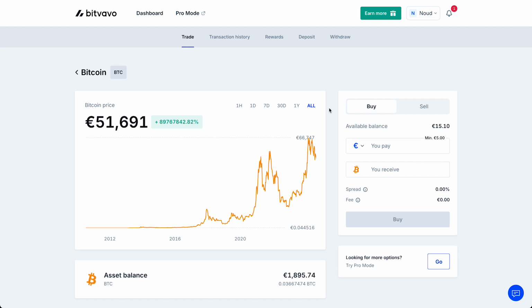This sounds maybe a bit too advanced, but it is actually very easy. And by the way, it's only available on the desktop, so not on mobile. Just tap on go right here. So looking for more options, try pro mode. You can also see it right there.